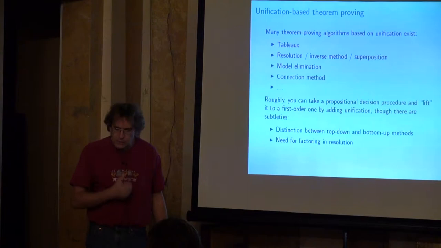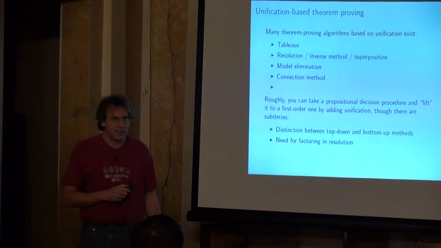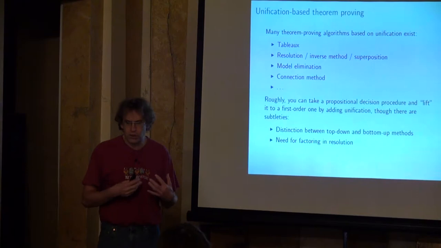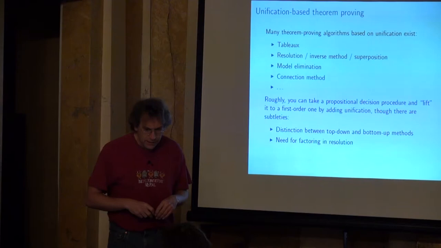There's one distinction in particular which is kind of hard to appreciate. I don't want to go too deeply into several different first-order theorem-proving algorithms because it would get a bit exhausting, and the details are in the book. But there is a somewhat interesting distinction between what are often called top-down and bottom-up methods, or local and global methods. So the idea, roughly speaking, is the following.